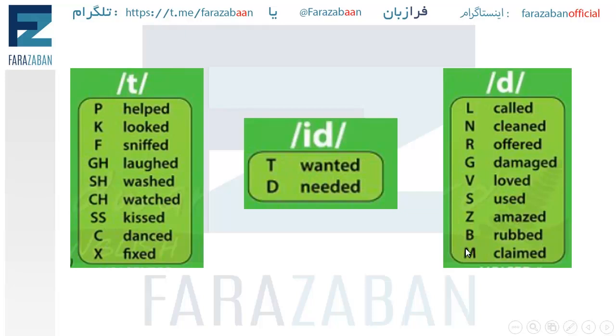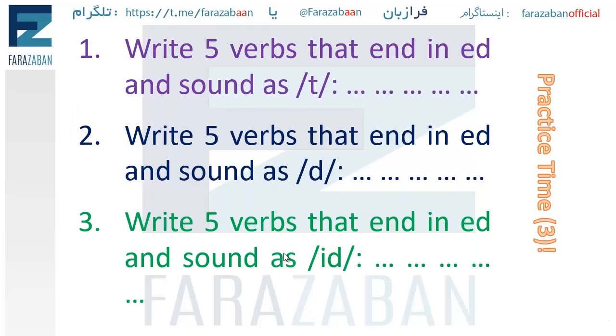And for the other letters, just pronounce the ed as d. برای بقیه هم که فقط به صورت د. Called, cleaned, offered, damaged, loved, used, amazed, robbed, claimed. Okay? این قانون ممکنه اولش مقداری سخت و پیچیده به نظر بیاد، ولی به مرور که تمرین میکنید کاملا راحت میشه.